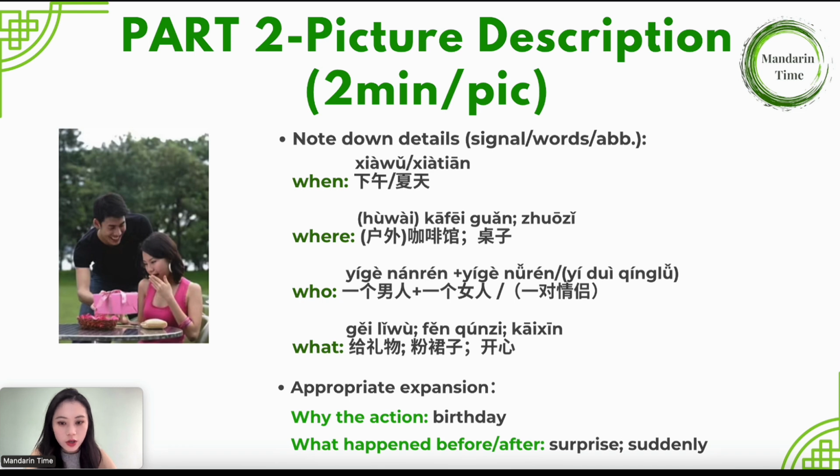The woman looked not only happy but surprised, so I'm guessing the woman was waiting for her boyfriend, who suddenly appeared with a gift as a surprise for her. So I wrote down surprise and suddenly.